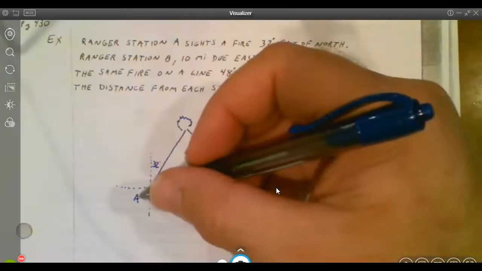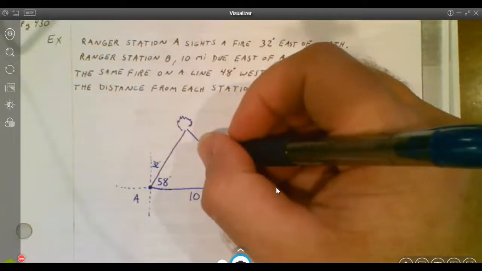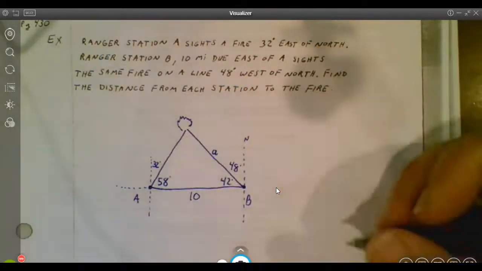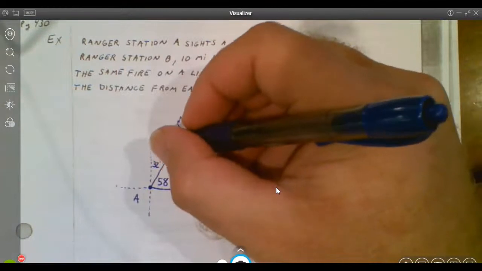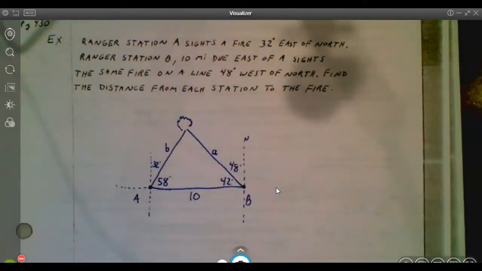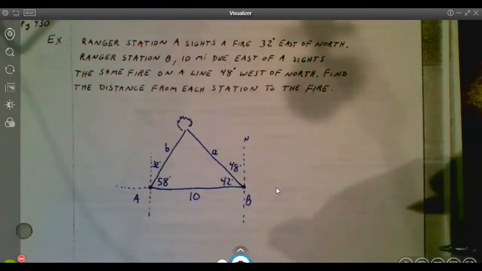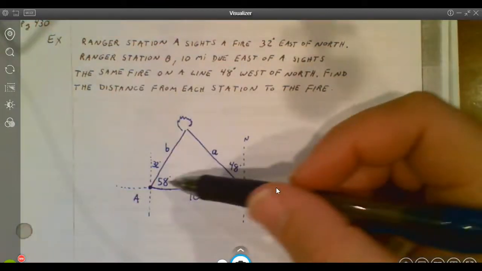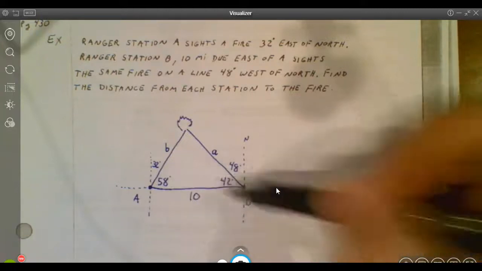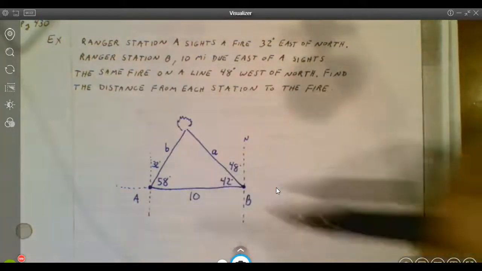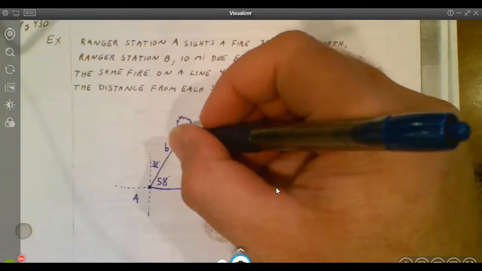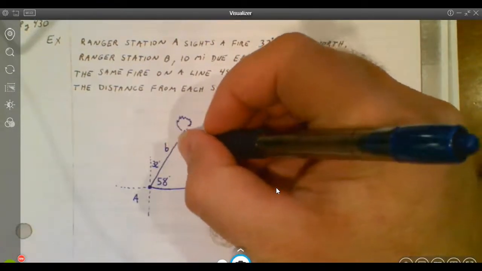So if that's station A, I'm going to call this side A. And from station B, I'm going to call that side B, just so it kind of fits the model that we've been doing all lesson long. Set up a proportion here. One thing we need to come up with first is our missing angle. So if I subtract those guys from 180, those guys add up to 100, so that's easy. That leaves us with 80 degrees right here.